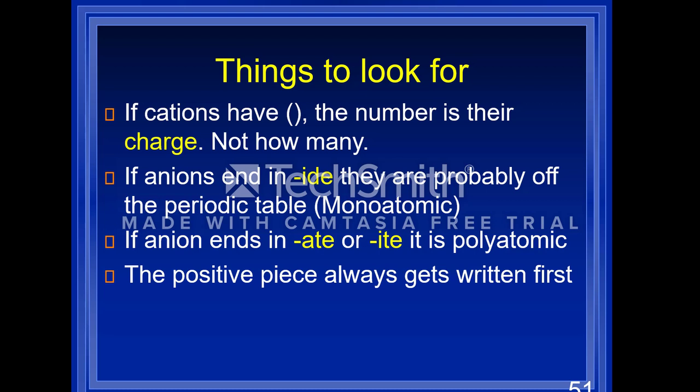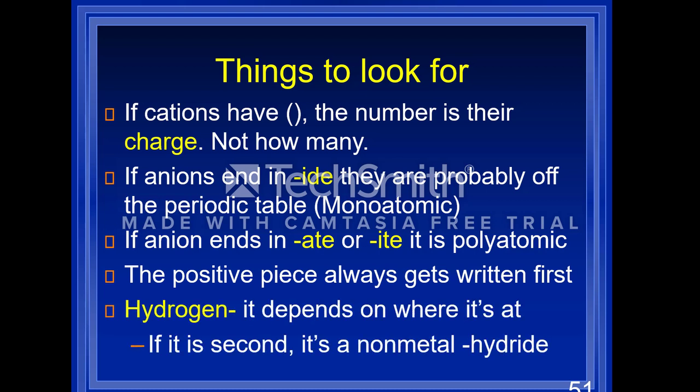Well, the answer is, it depends on where it's at in the formula. If it's first, it's acting like a metal. It's hydrogen. If it's second, it's acting like a non-metal. So it's hydride. So it depends on where they put it in the formula. If they put it first, it's hydrogen. If it's second, it's hydride. Makes sense?